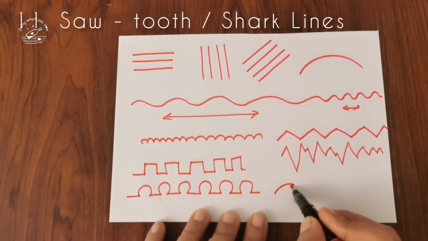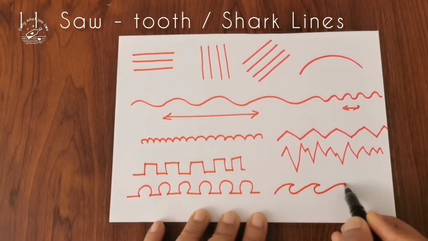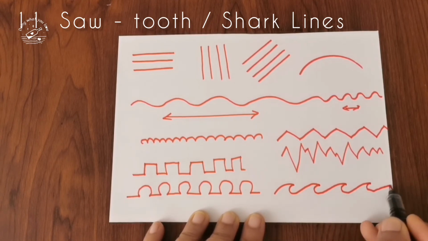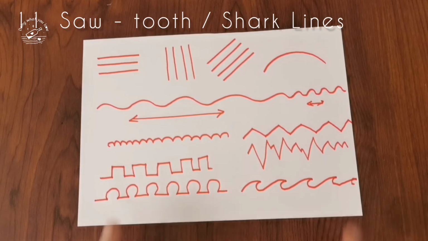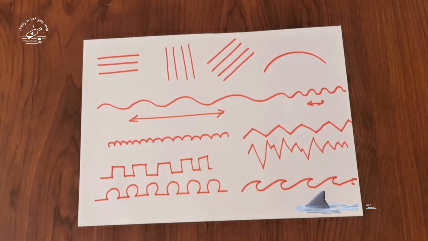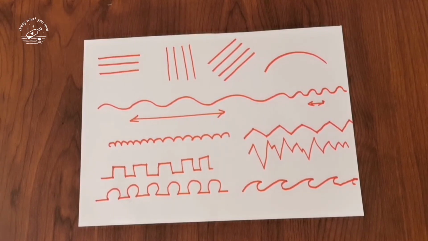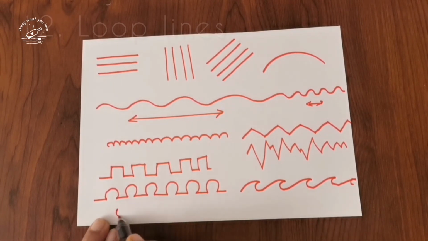The next line we are going to learn is a sawtooth line, or a shark line, or even called an ocean wave line. Okay, so it looks like an ocean wave, or the top part of a shark, or even a sawtooth, if you know that. That's why it's called the ocean wave line. Practice this also, it will help you to make your hand more flexible.